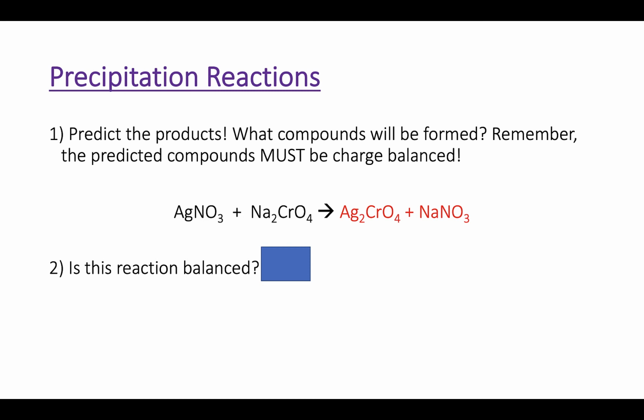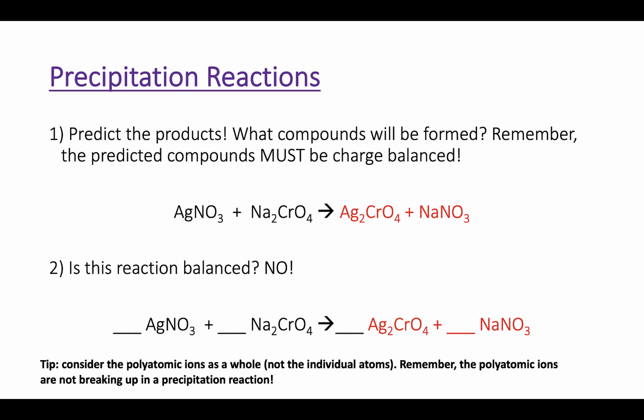All right, so as we're looking at this, is the reaction balanced? I would say no, and right away if we look at the silvers, we can see that that's not balanced. So let's go through our balancing process, and what I would highly recommend is to consider the polyatomic ions as a whole. We don't need to divide up into chromium and oxygen individually, because in this precipitation reaction, we're just switching our anion and our cation. So I wouldn't try to count the total number of oxygens. I think that would just make the math a bit more complicated.